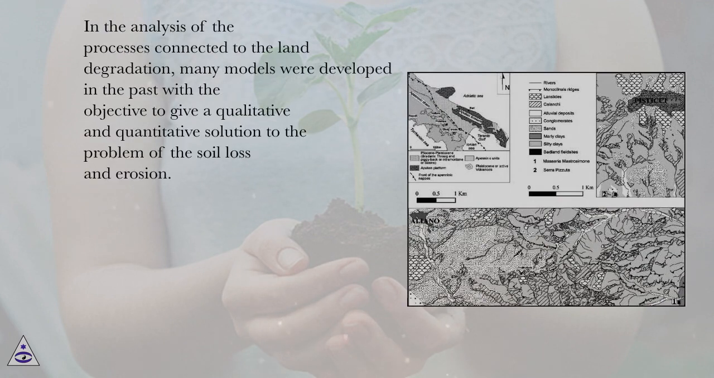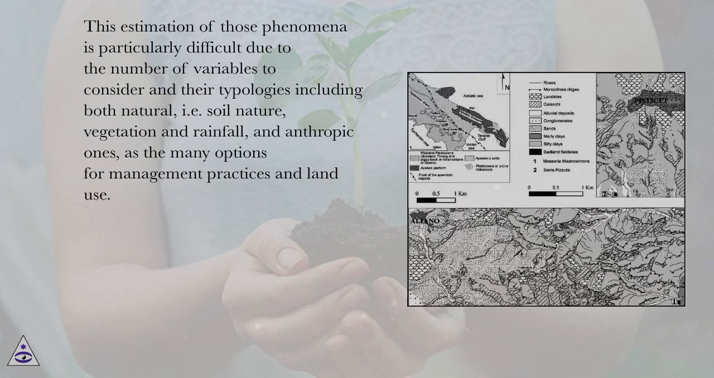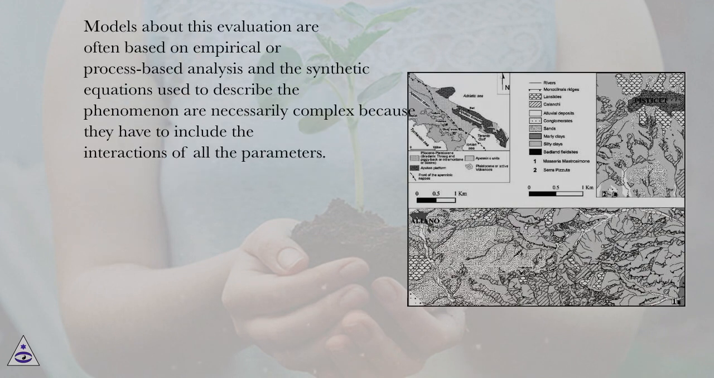In the analysis of the processes connected to land degradation, many models were developed in the past with the objective to give a qualitative and quantitative solution to the problem of soil loss and erosion. This estimation of those phenomena is particularly difficult due to the number of variables to consider and their typologies, including both natural, i.e. soil nature, vegetation and rainfall, and anthropic ones, as the many options for management practices and land use. Models about this evaluation are often based on empirical or process-based analysis, and the synthetic equations used to describe the phenomenon are necessarily complex because they have to include the interactions of all the parameters.